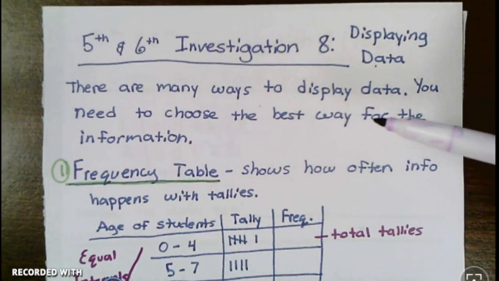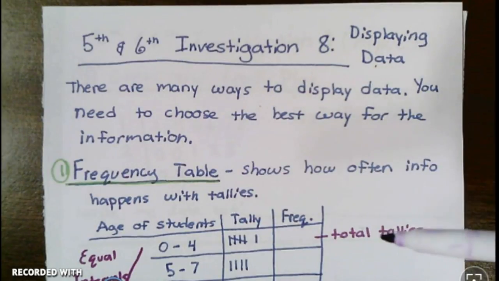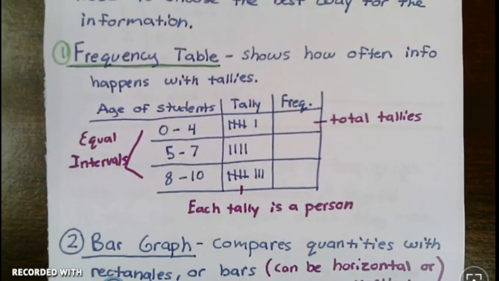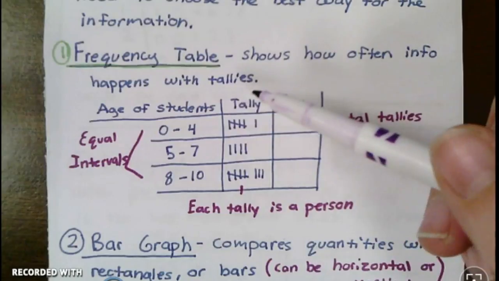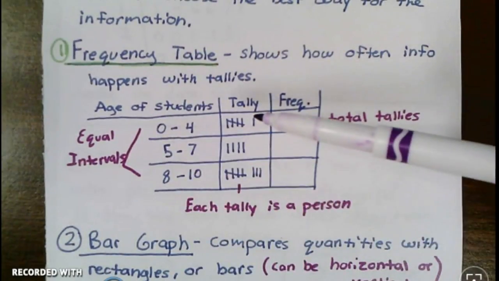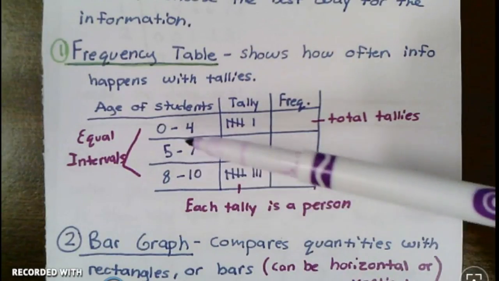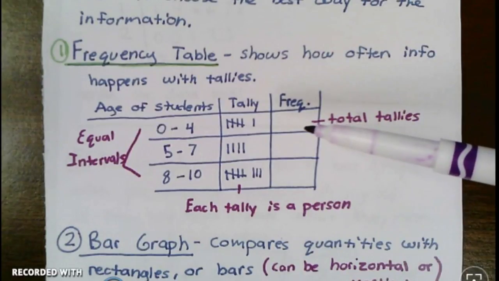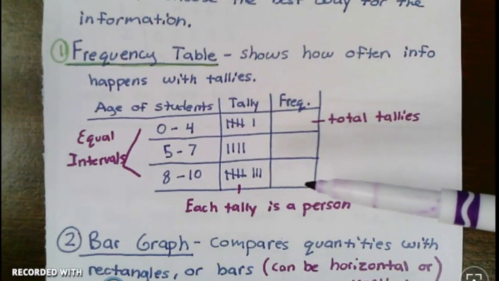So there's many ways to display data. You need to choose the best way for your information. The first type is a frequency table. A frequency table shows how often information happens, and it uses tallies to do that. So it's very simple. It's got three parts. It has the data with equal intervals, then it has the tallies, how often it occurs, and then you write the number of tallies in the frequency column.